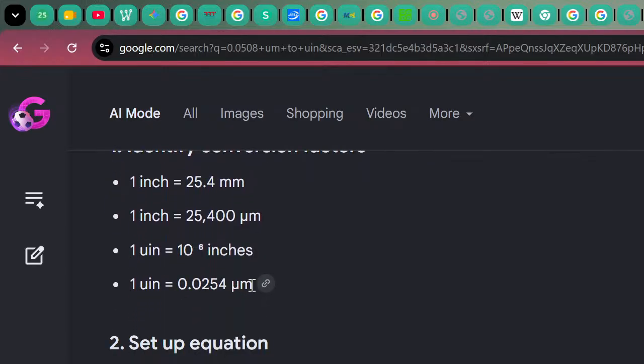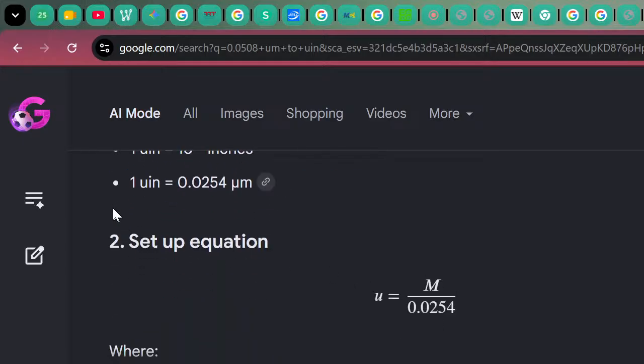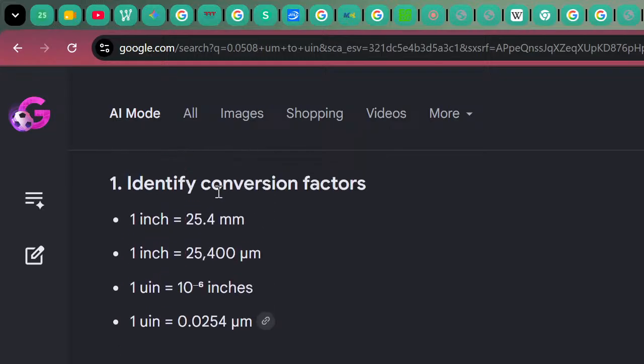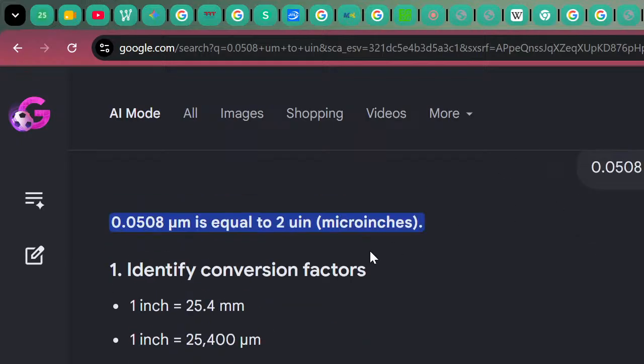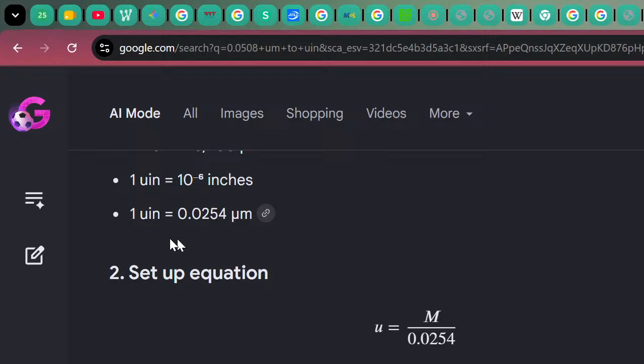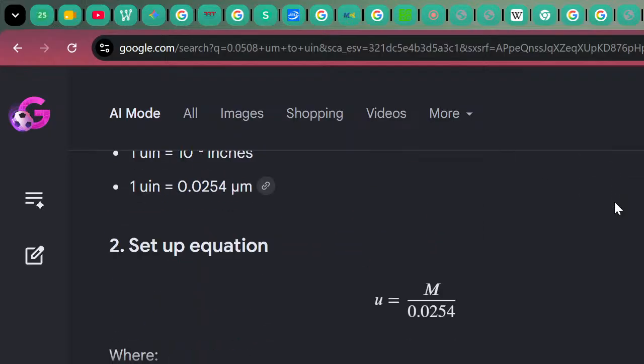This is the formula that I told you. 1 micro inch is equal to 0.0254 micrometer. So if 1 micro inch is equal to 0.0254 micrometer, then this much micrometer is equal to how many micro inches, that we need to find.